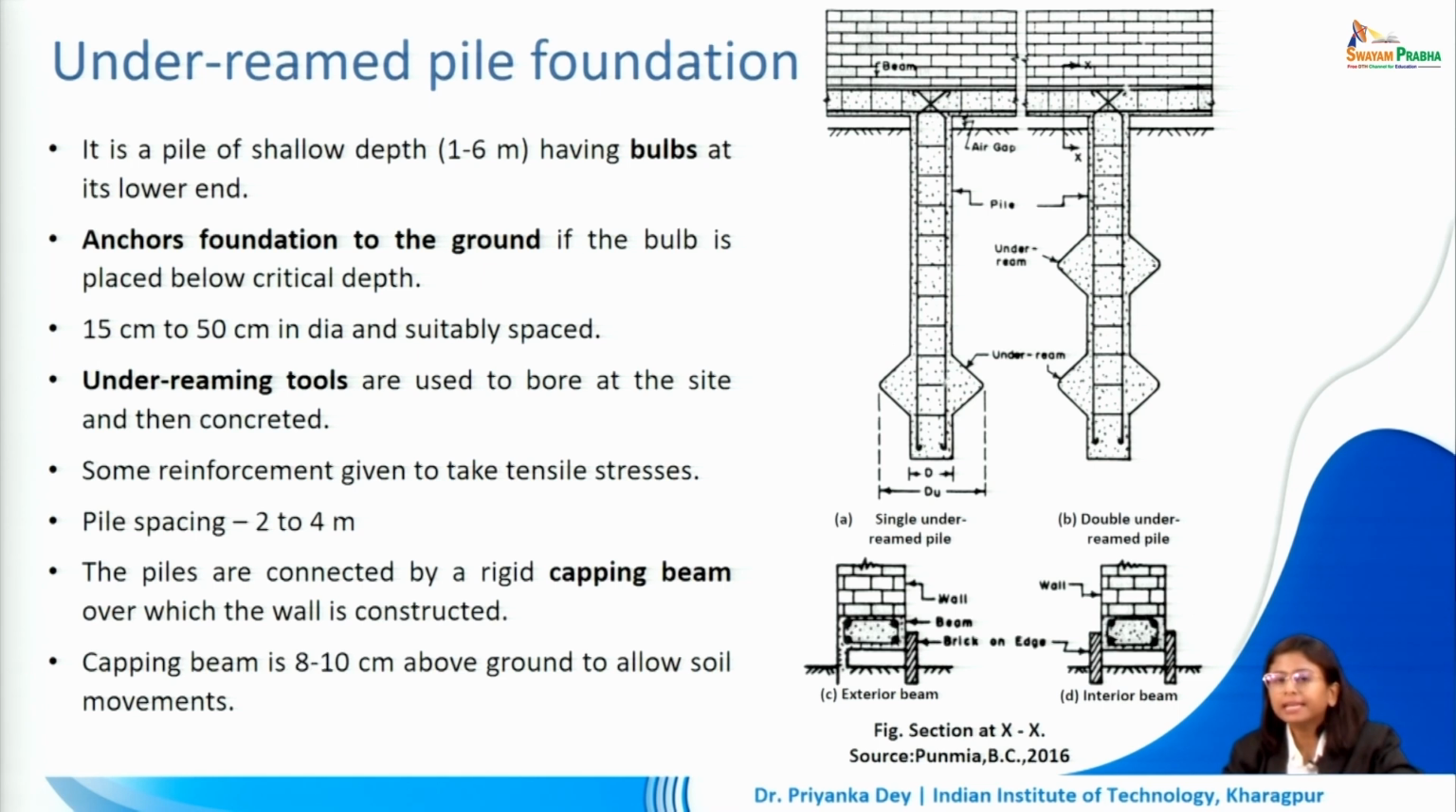Now the piles are connected with the help of a rigid capping beam, and above this capping beam we construct the walls of the superstructure. Now the capping beam is about 8 to 10 centimeters above the ground. This 8 to 10 centimeter gap which is left, as you can see in the figure, I am hatching the portion. This will help us accommodate the change in volume seasonally of the black cotton soil.